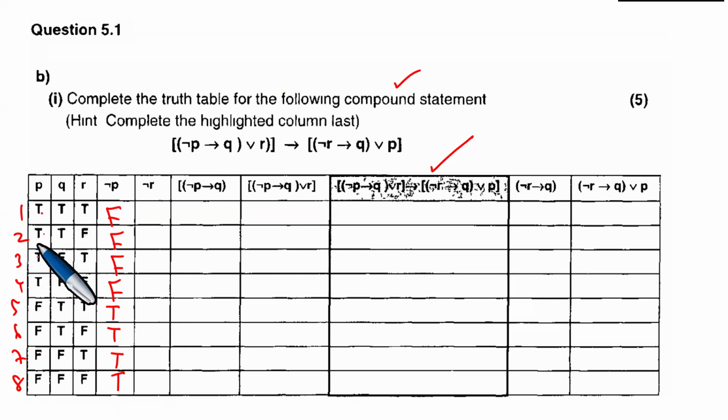Right, so we negated everything in the column P. And then here we focus on the column Q and we negate that. If we negate true, we get false. We negate false, we get true. We negate true, we get false, and so on, alternating down the column.